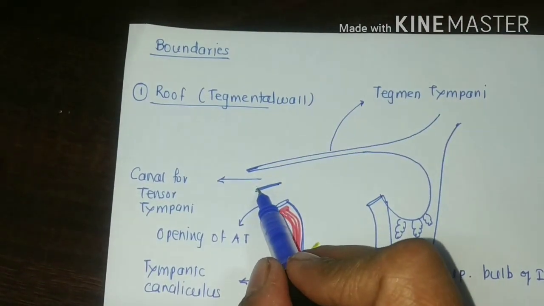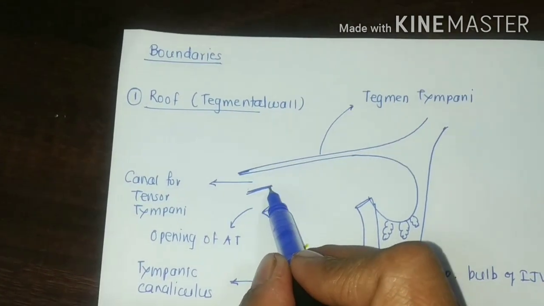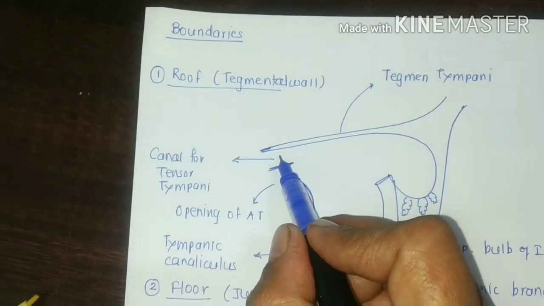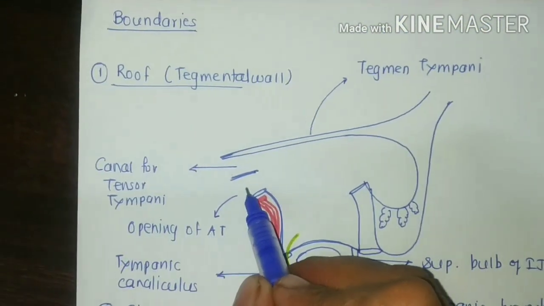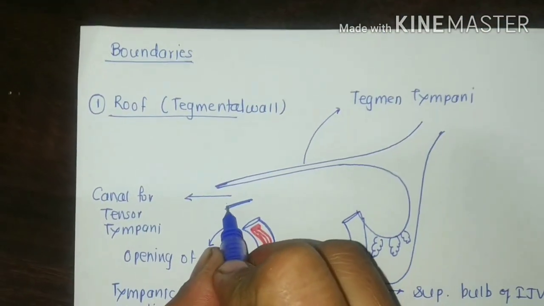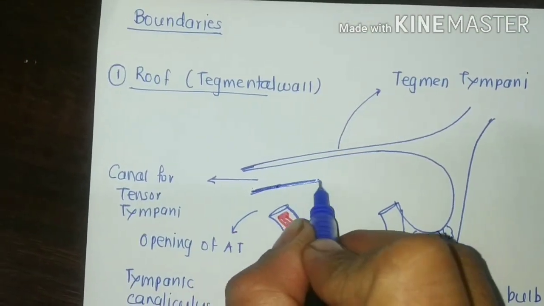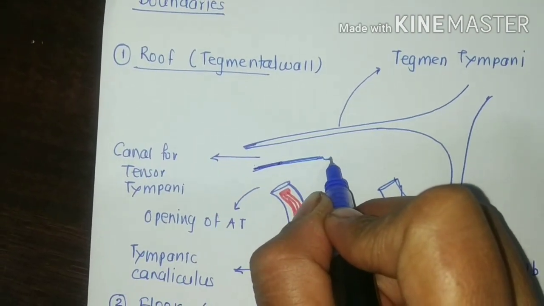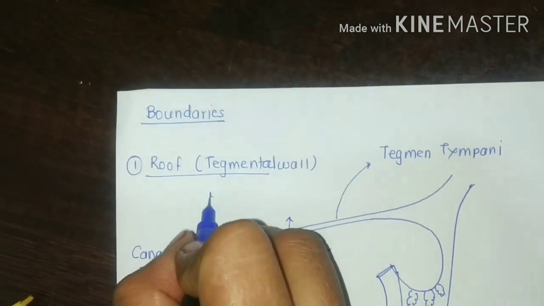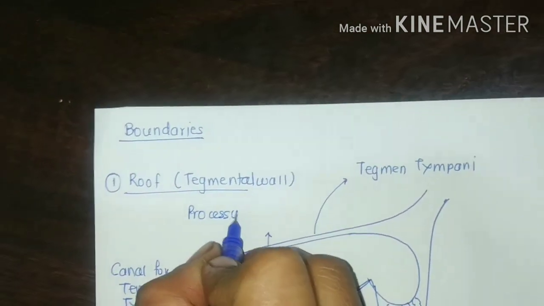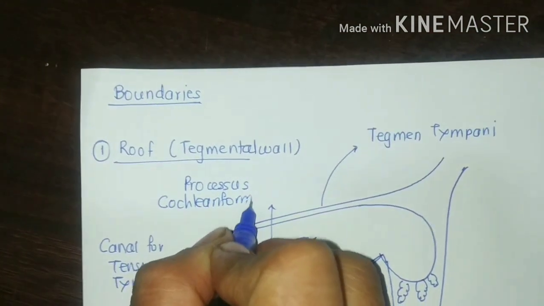Now in the anterior wall we have seen that there is a partition between the canal for tensor tympani and the opening of auditory tube. This partition, it extends backward on the medial wall in the form of a curved process, and it is called as processus cochleariformis.